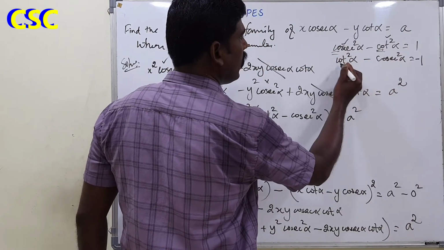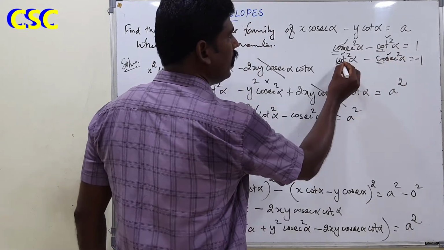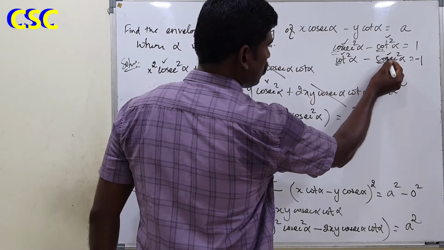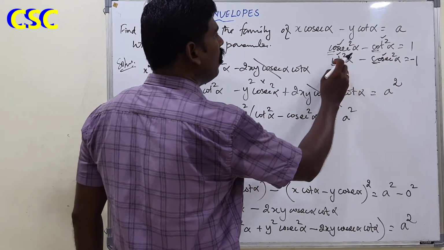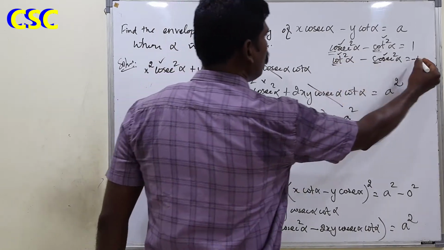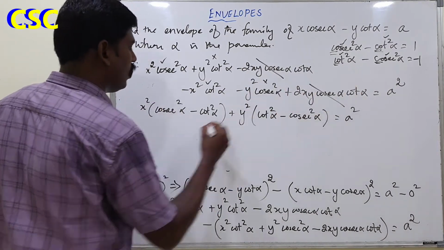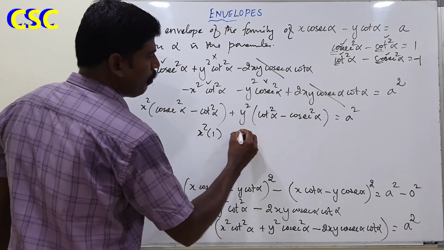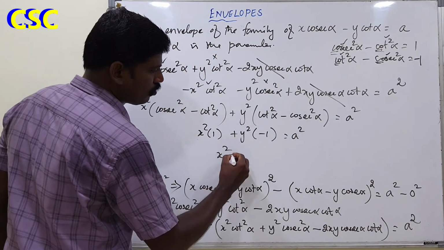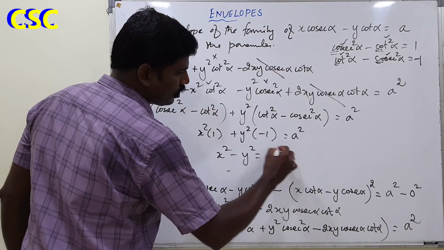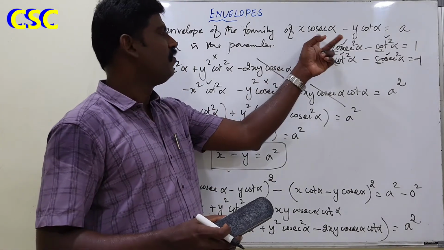Suppose it is in reverse order, co is same, comparing the next letter, T, S. In alphabetical order, T comes after S. So here T comes first. It is in reverse order, so you will get minus 1. So this is the value of 1, this is the value of minus 1. So x square into 1 plus y square into minus 1 equal to a square. So what is this value? x square minus y square is equal to a square. This is the envelope of the given family of curves.